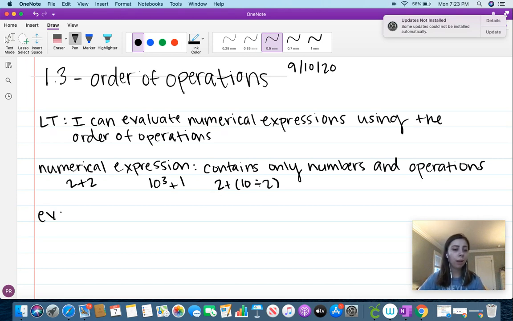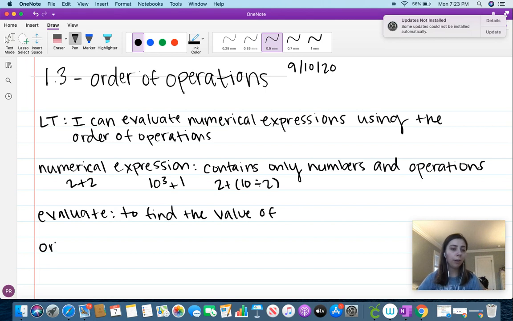Our next vocab word is evaluate. To evaluate means to find the value of something. So to find the value of. For example, if we were asked to evaluate 2 plus 2, we would say that is 4. We evaluated it, we found the value of 2 plus 2, which is 4.